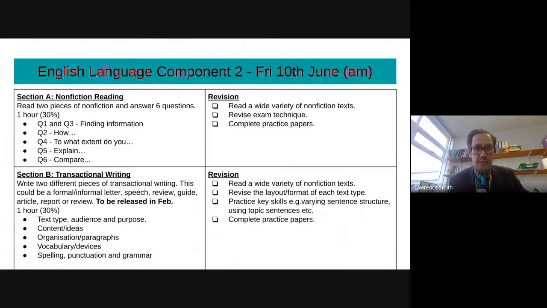The transactional writing will be for the students to write 2 different pieces of transactional writing, and we are going to be informed as to what those 2 text types will be. So we will be informing the students in February as soon as we are made aware by the exam board. And we advise that students spend an hour, so half an hour on each text type.